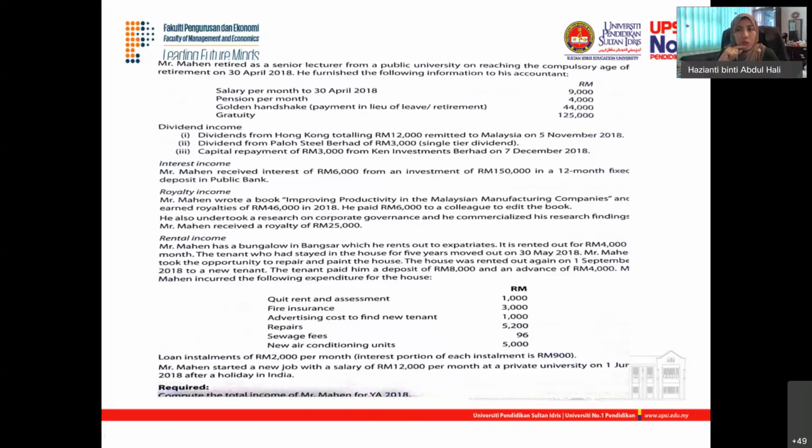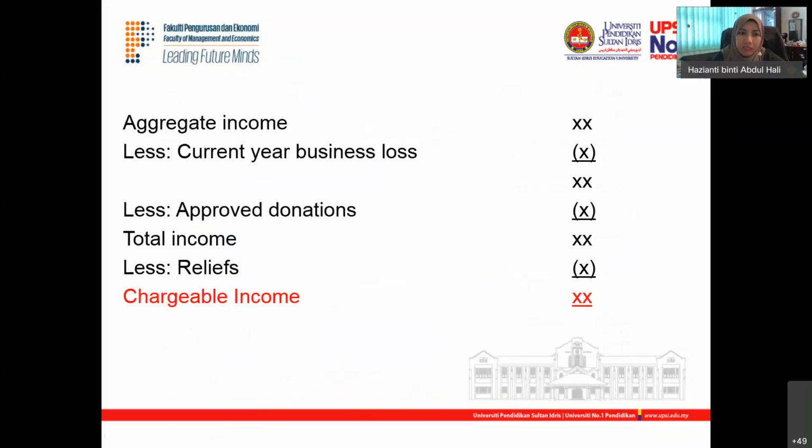No business income, right? You go according to section 4A, B, C, D, E, F. So 4A, no business income. Then we move on to 4B, employment income. So now I want you to compute the employment income first, because we will go back to this format.